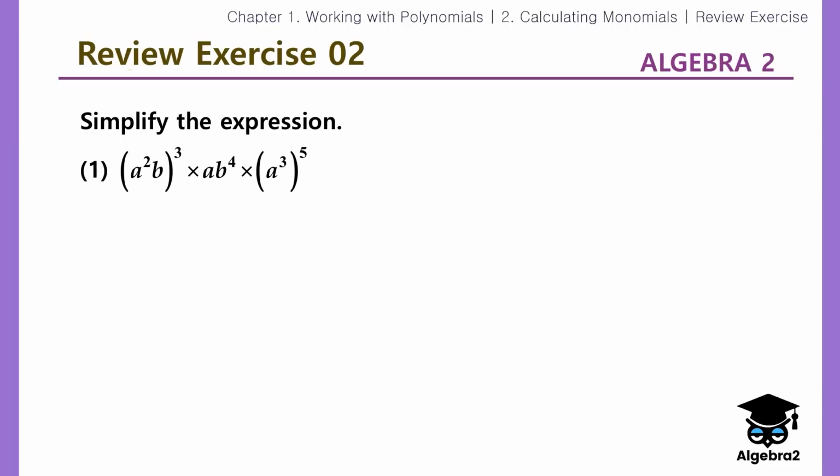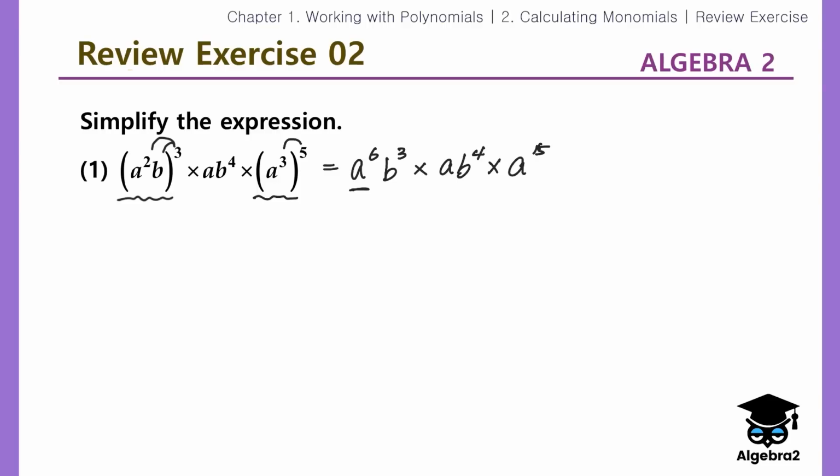Review exercise number 2. Let's simplify these expressions. For number 1, we have parentheses. So we're going to eliminate this first. So 3 times 2, that's a to the power of 6. B, 1 times 3, that's b cubed, right? Times a b to the 4 times 5 times 3, that's a to the 15, right?